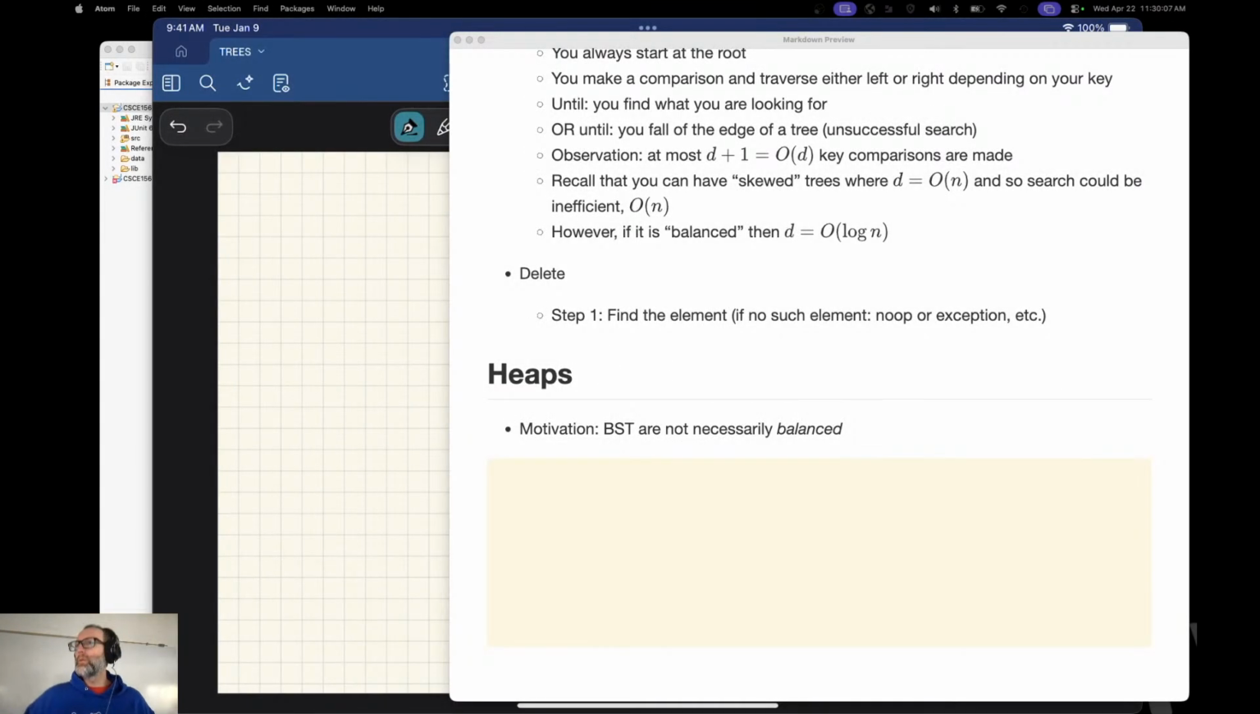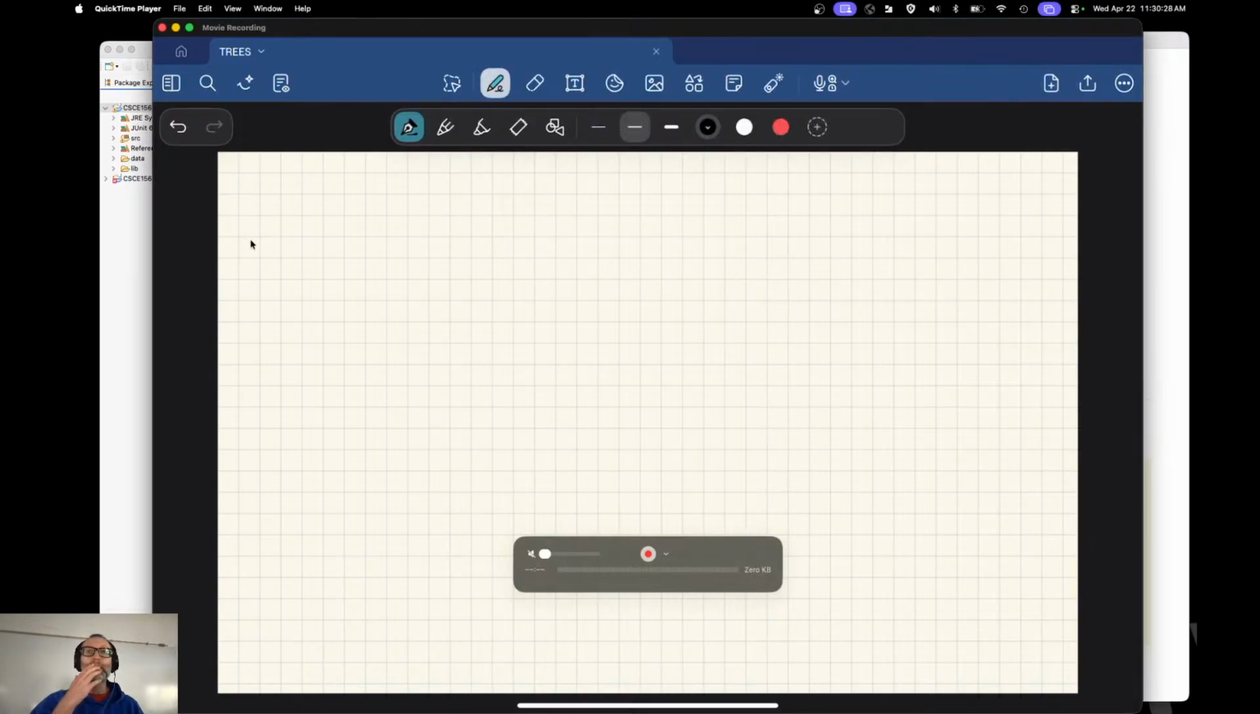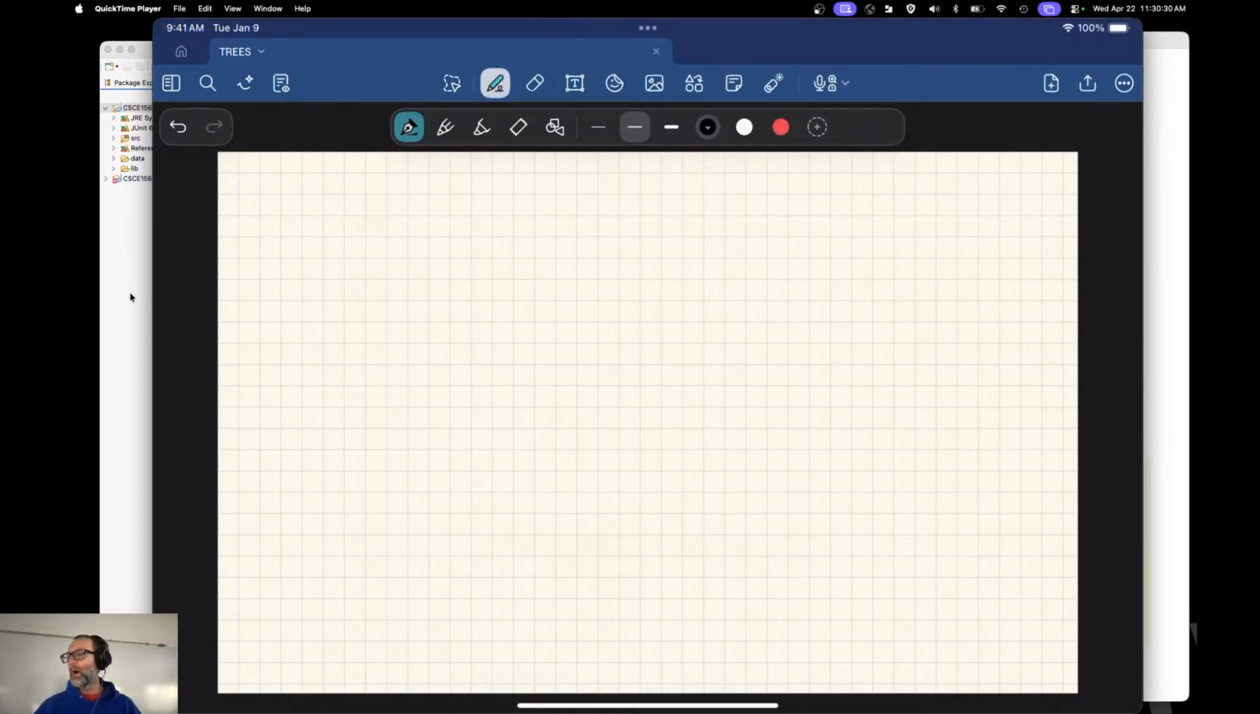All right, so today we're going to talk about heaps, which is our last data structure for the course. Heaps are basically visualized as trees, even though the implementation that we usually do is not trees. The motivation here is that binary search trees are not necessarily balanced. You can make them balanced, and in fact, that's probably a subject for Computer Science 3. One of the classic balanced binary search trees is called AVL trees, right?